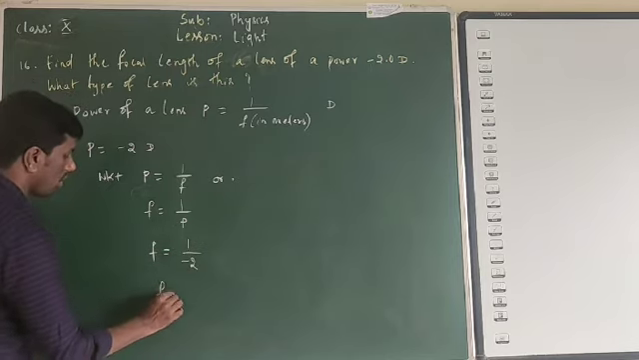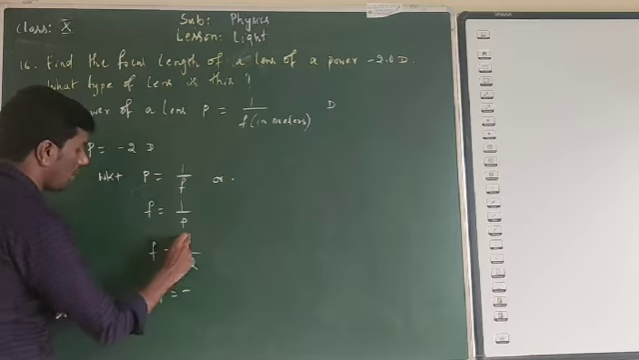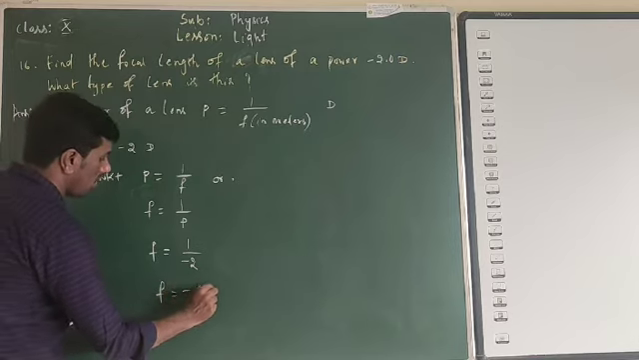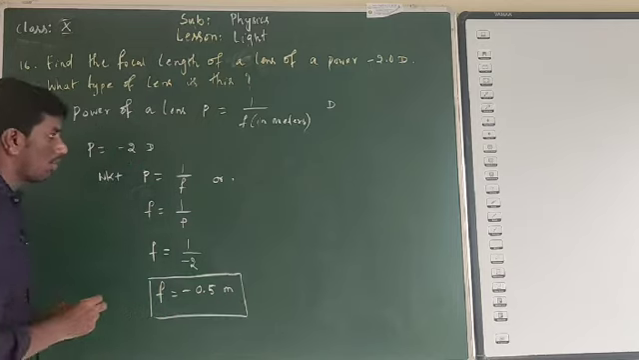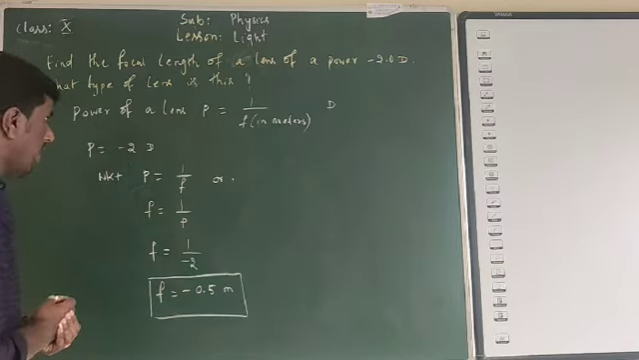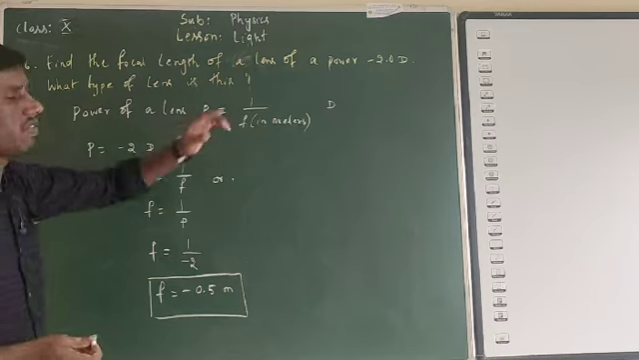So f is equal to 1 by minus 2, where the minus sign is carried to the numerator. If we divide 1 by 2, it is 0.5 meter. So f is equal to minus 0.5 meter, which is the focal length. And the next question is, what type of lens is this?